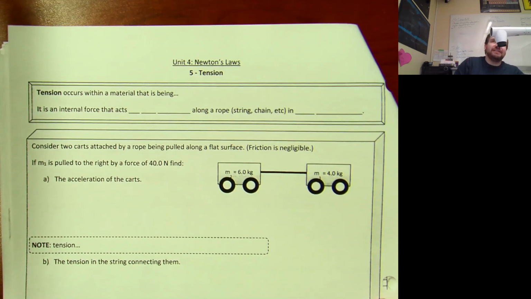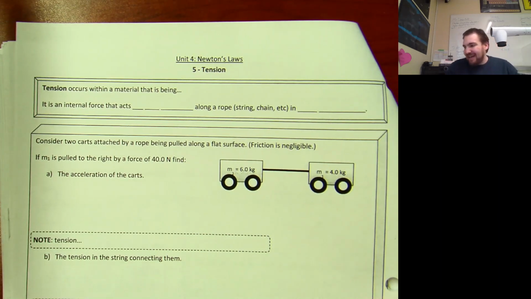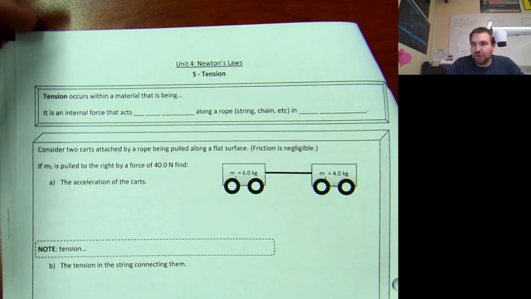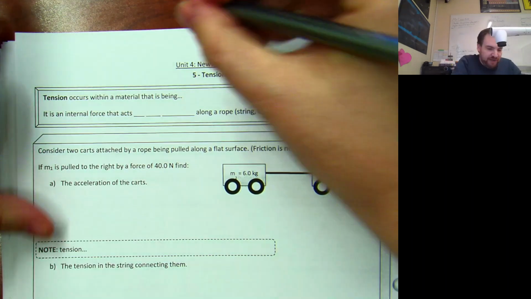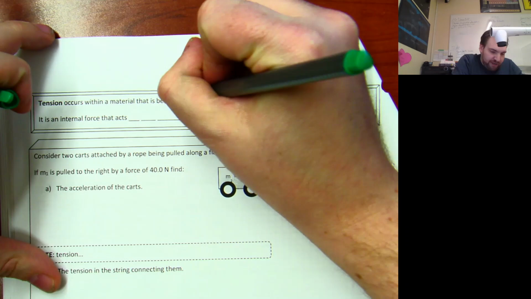Now tension's a lot easier than these other things because tension doesn't have its own formula. Tension is just tension. It's the behavior of cables or strings or rope or anything that isn't solid. We will deal with them as far as they're concerned in straight lines, yes. So tension occurs within a material when that material is being pulled on.